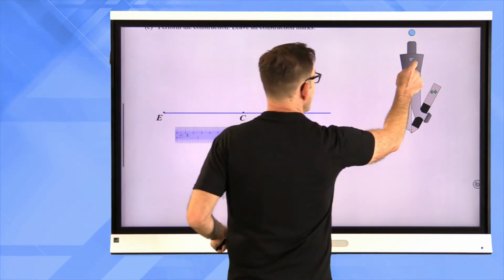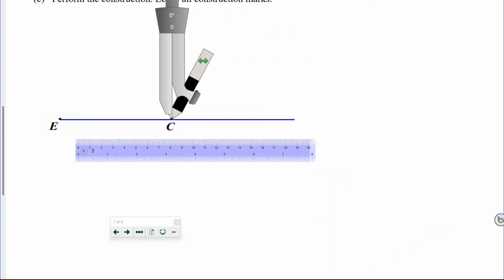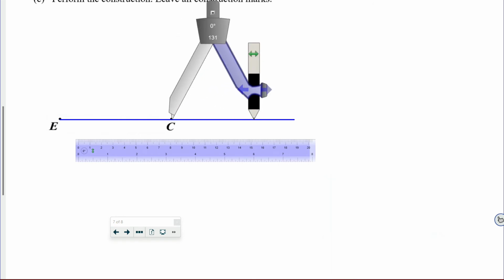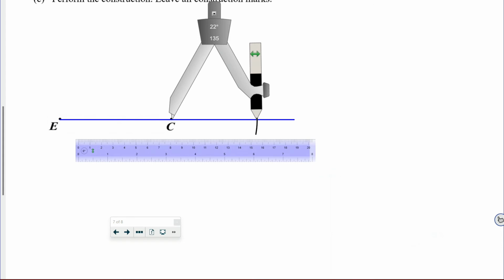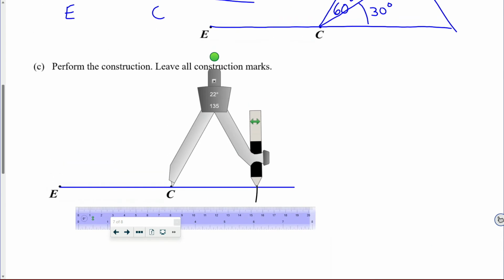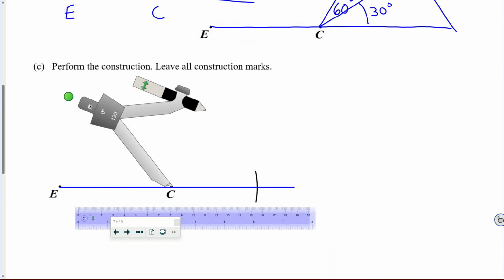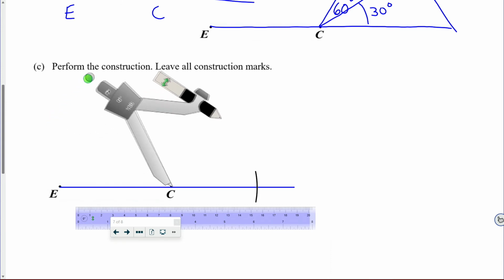Now, what should I use as the base of my triangle? Well, it doesn't really matter. I just need that 60-degree angle. So I'm going to make a mark like this. Let me move up a little bit. Using exactly that same length, I'm going to make a mark like that.